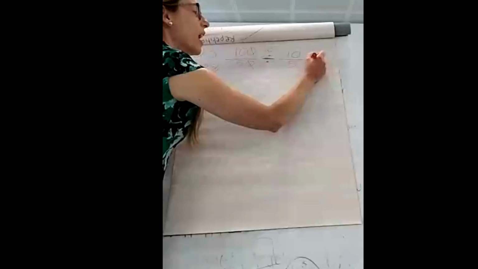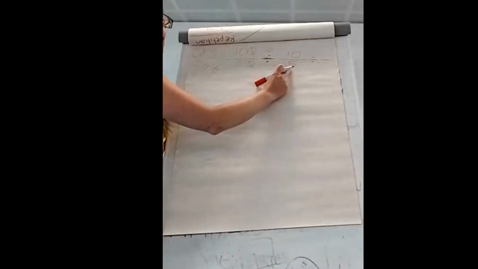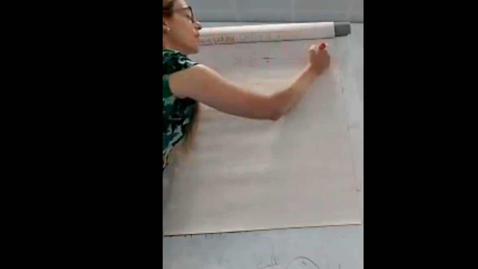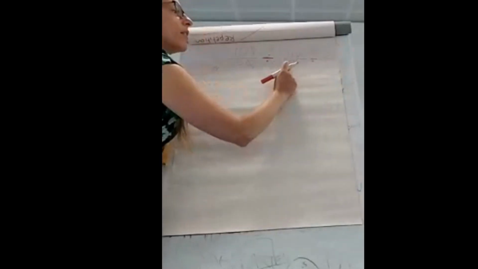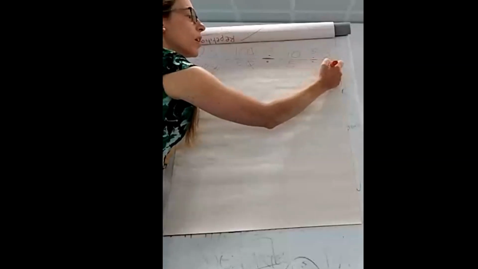That is fine. Can we divide it again? Yes, we can. Divided by 5. So 10 divided by 5 is 2, and 5 divided by 5 is 1. Very good. So that is it.